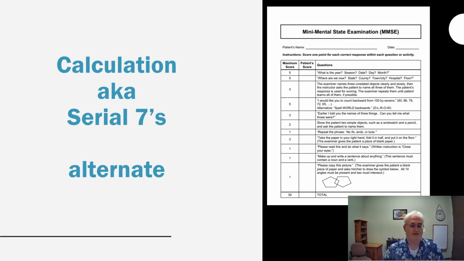And this one's hard to do. And if they can't, there is the alternative of having them spell the word world backwards. Surprisingly enough, that's actually kind of difficult to do for a lot of folks.